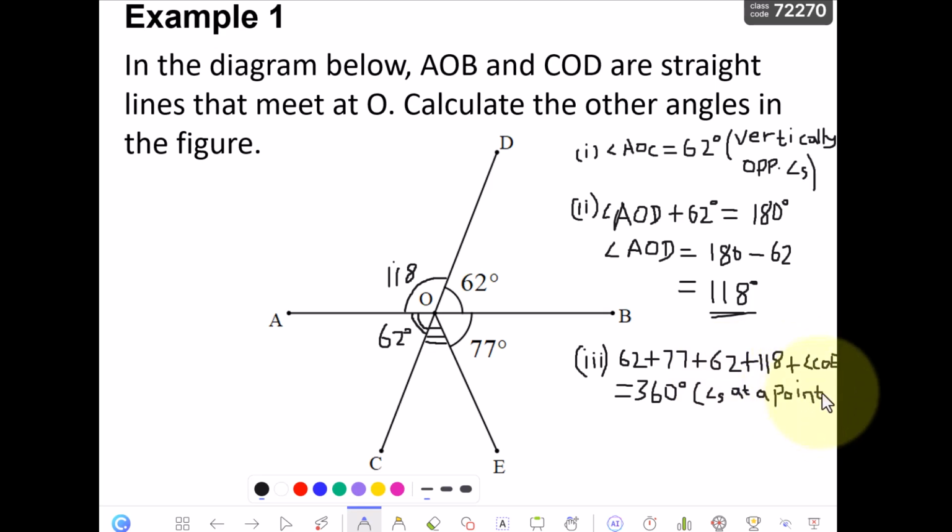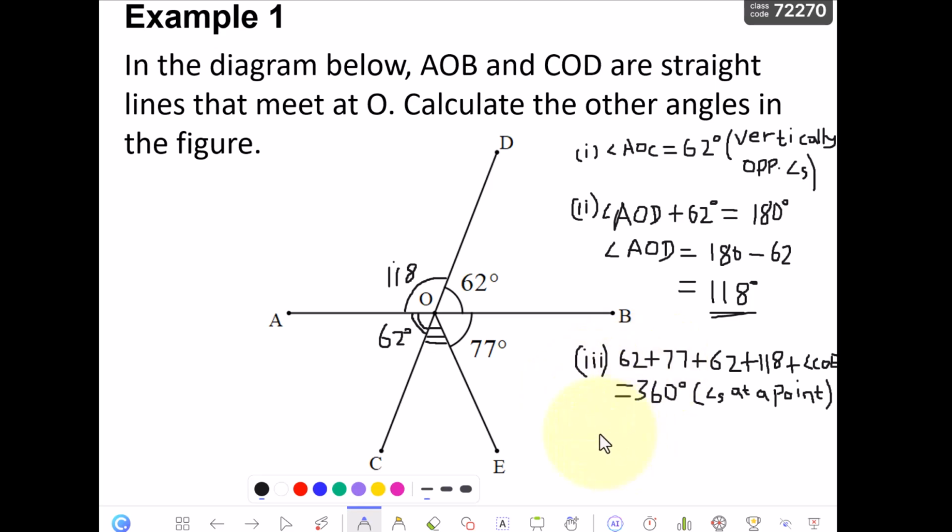So that is that. So now that you have done it, you can now finish your solution. Add all your like terms, which is 62 plus 77 plus 62 plus 118. So let me add it and let's see the result. 62 plus 77 will give me 139, then plus 62 again gives me 201, then plus 118, which is 319.